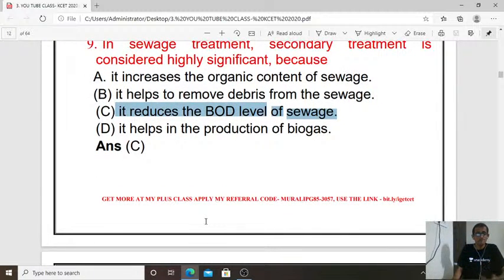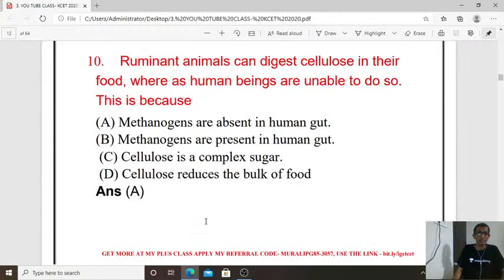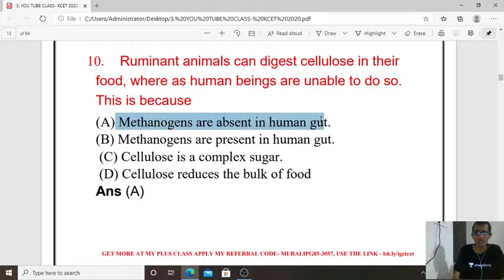So next, the 10th one. Ruminant animals can digest cellulose in their food, whereas human beings are unable to do so. This is because of what? Ruminants refers to cud chewing animals. If you take cattle, because of what reason? Because methanogens are absent in the human gut.